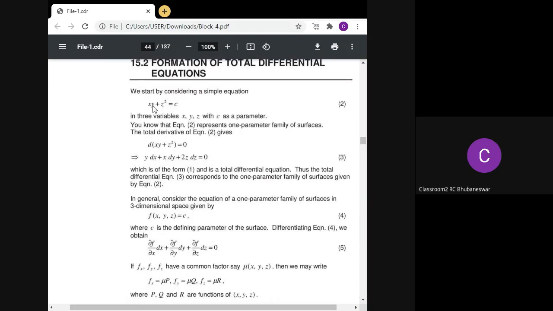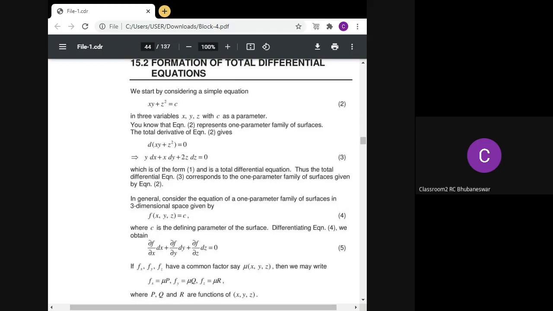Here in equation number 2, there is the equation xy plus z square equals c, where x, y, z are variables and c is a parameter. Very clearly, if we calculate the derivative of this equation, we get y dx plus x dy plus 2z dz equals 0. This expression is in the form of equation number 1, that means fx dx plus fy dy plus fz dz.